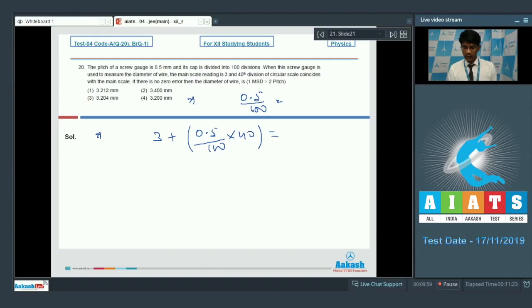This would be the reading. Taking proper care of the significant digits, based on the pitch length or the least count of the screw gauge system, we shall say this to be 3.200 mm. That's the final answer for question number 20. Option 4 is the correct answer. Now let's proceed to question number 21.